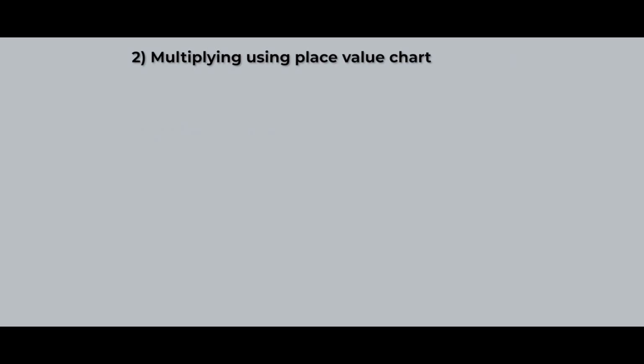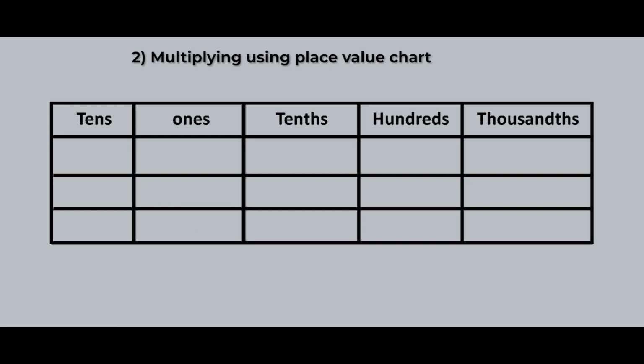Multiplying using the place value chart. In this method, you are going to use the place value chart. The question here is 3 times 4.125. Now place the numbers in their respective place values, that is 4.125. Since you are going to multiply it by 3, multiply each digit by 3.